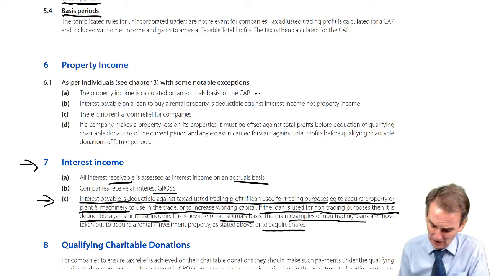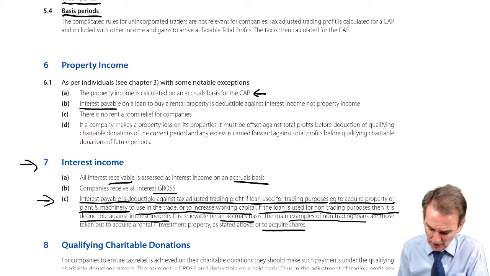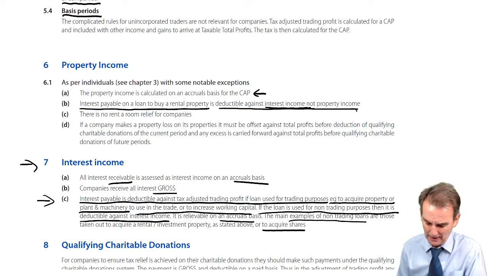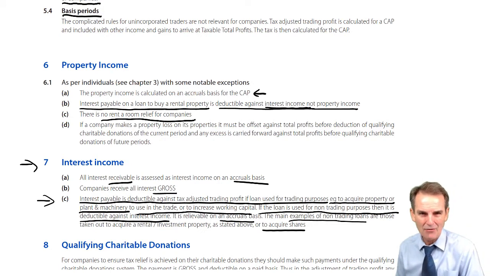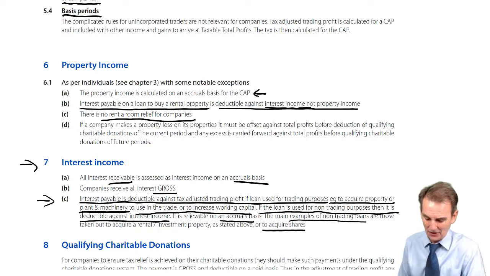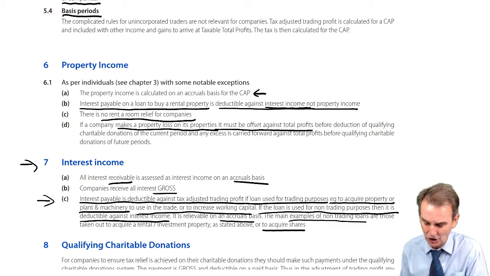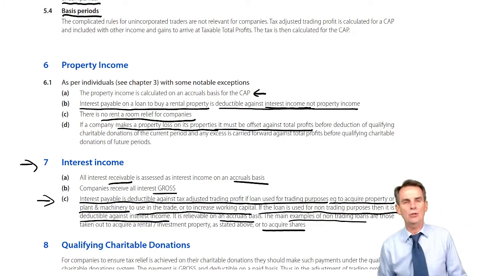But property income is calculated on a normal accruals basis. As we've already said, if there's interest payable on a loan taken out to buy a rental property, it is deductible against interest income, not property income. Companies, there's no rent-a-room relief, as a company doesn't have its own private residence that it lets out a room in. And if a company makes a property loss on its properties, it must be offset against total profits. So remember what total profits are? Have a look back on the pro forma if you need to do that.